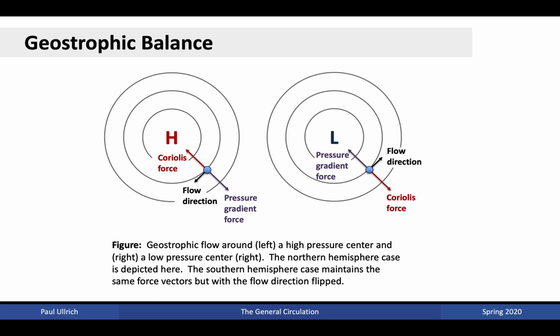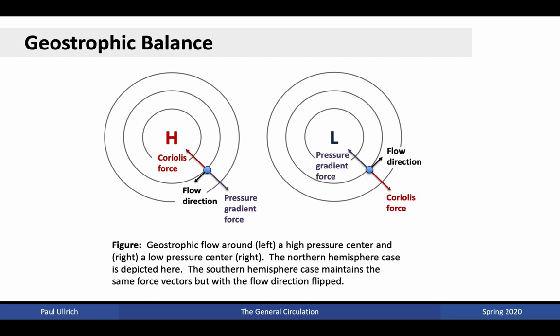On the right-hand diagram, we have a typical flow around a low-pressure center. In this case, the pressure gradient force acts to push the fluid parcel towards the low, and the Coriolis force must again balance that by pushing to the southeast. Thus, the flow direction must be to the northeast to be at a 90-degree angle to the Coriolis force.